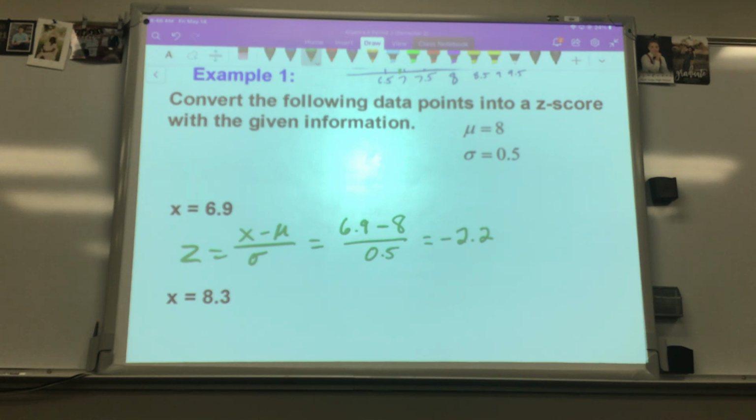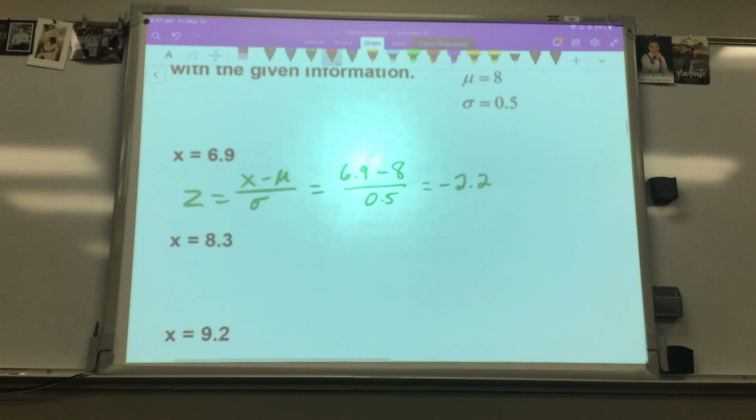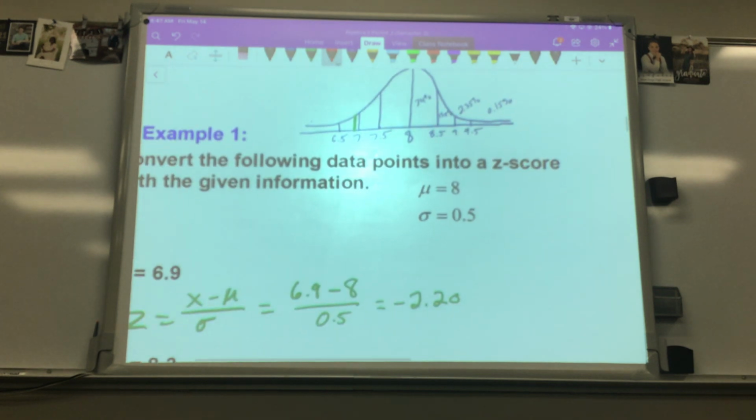Anytime you type in the calculator and it goes beyond the hundredths place, I need you to round to the hundredths place, because our table here gives us to the hundredths place. So z-scores always round to the hundredths. So -2.20. Now, 8.3. 8.3 is going to fall about right here, right?